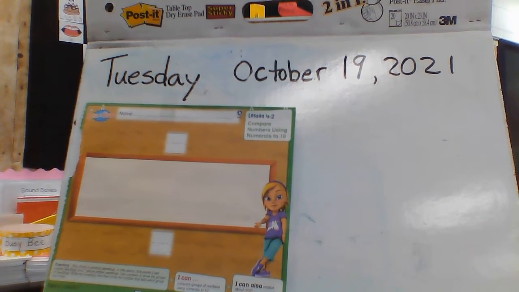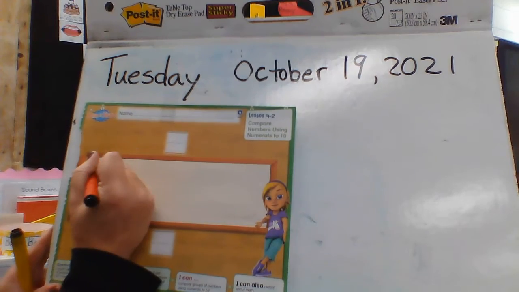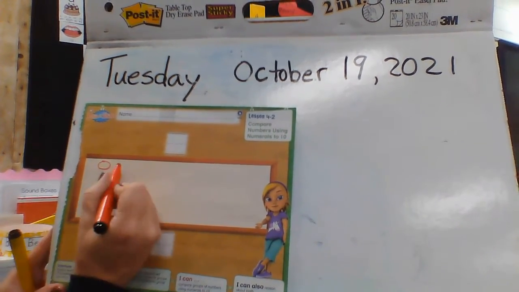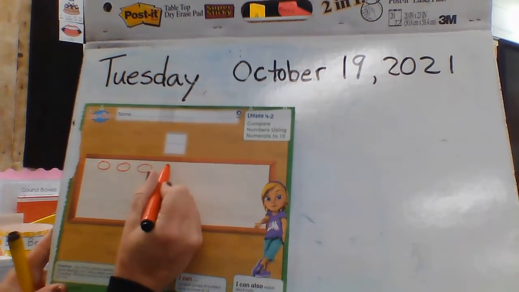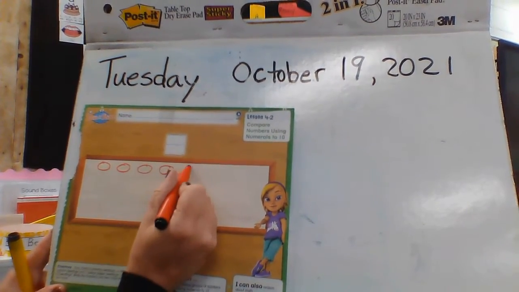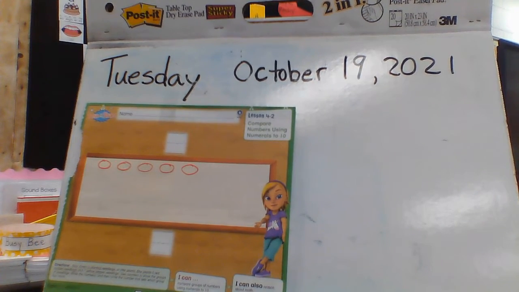She plants 5 red pepper seeds and 7 yellow. We're going to draw that picture. If you do not have red or yellow at home, that's okay, boys and girls. You could use any 2 colors that you have. Okay, so I'm going to draw 5 red pepper seeds. 1, 2, 3, 4, 5. So I have 5 red pepper seeds.